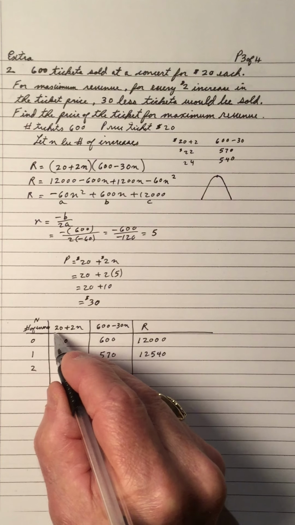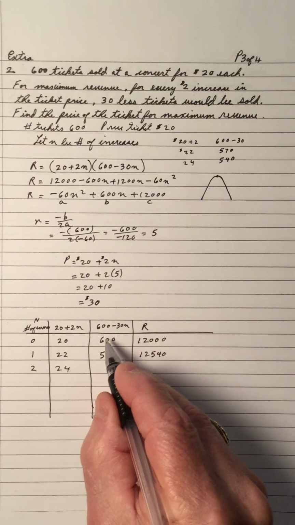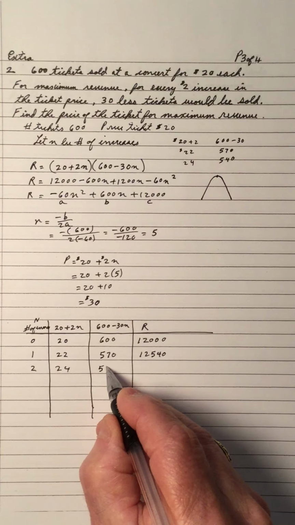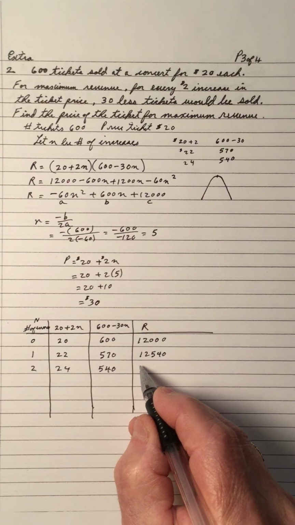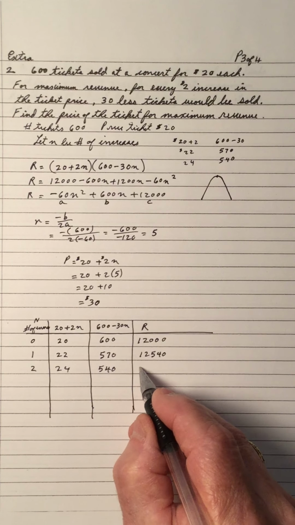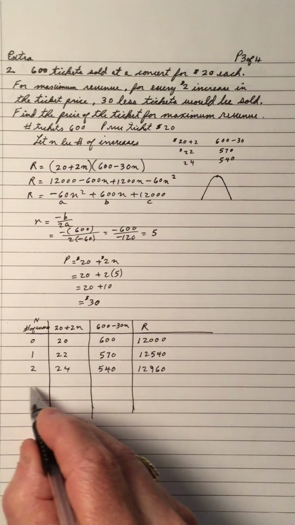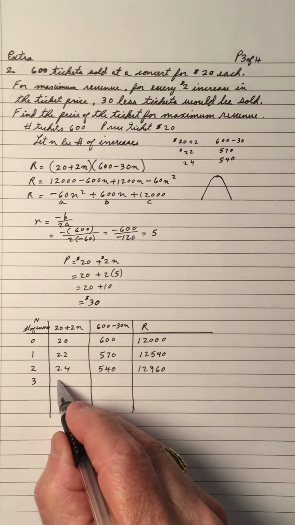If I have 2 increases, 2 times 2 is 4, plus 20 is 24. So I add $2 on. And 2 times 30 is 60. 600 take away 60 is 540. And 24 times 540 will give me 12,960. Use your calculator.